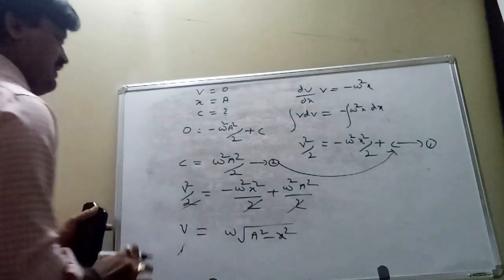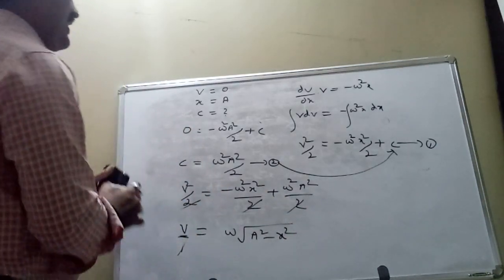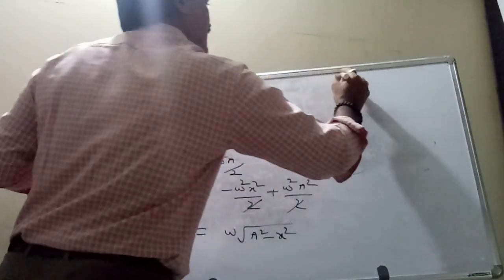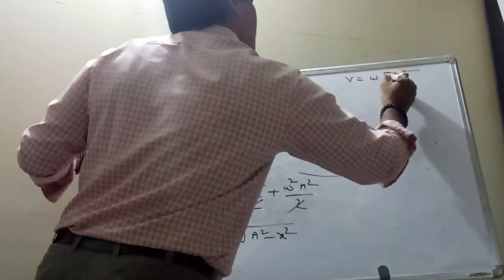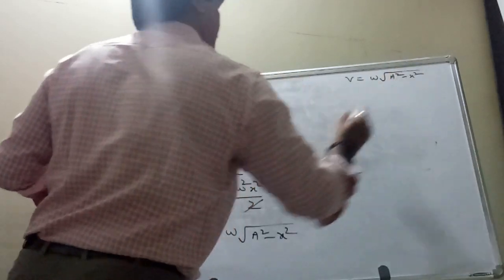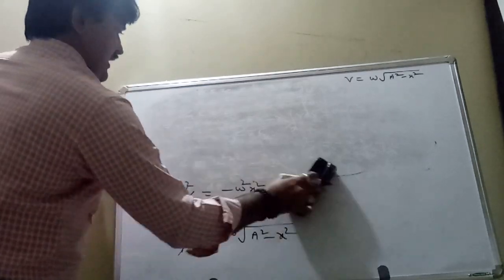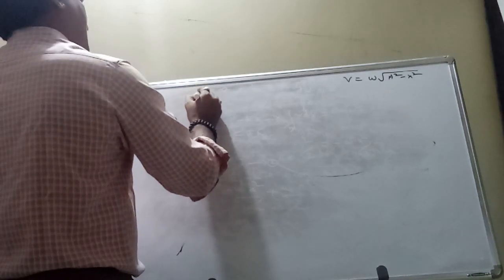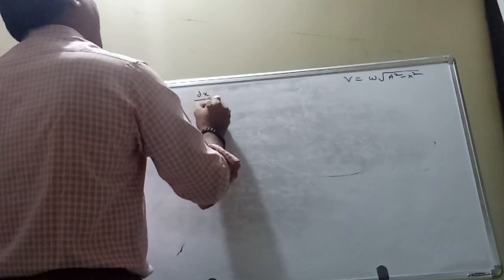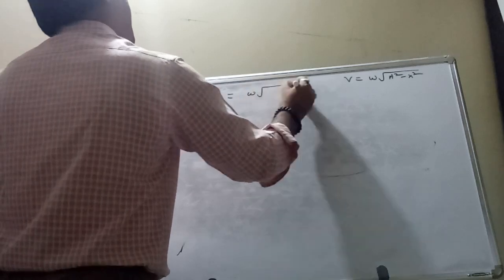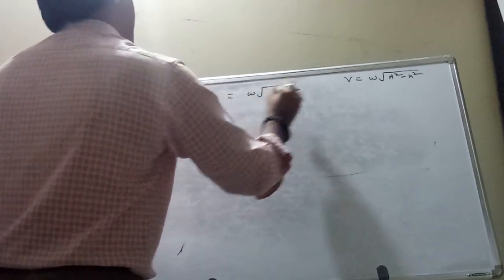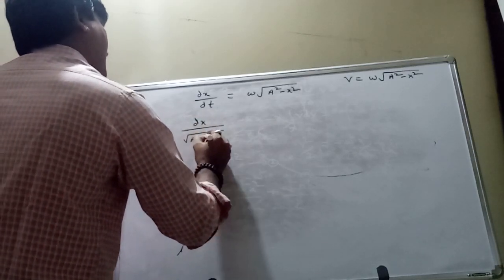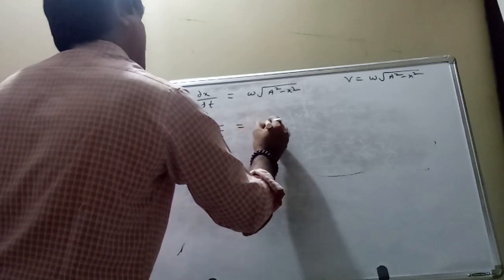That is the velocity function. The velocity of the SHM, v, is equal to omega into root over a squared minus x squared. Here velocity is the rate of change of displacement. So dx by dt equals omega into root a squared minus x squared. So dx by root of a squared minus x squared equals omega dt.